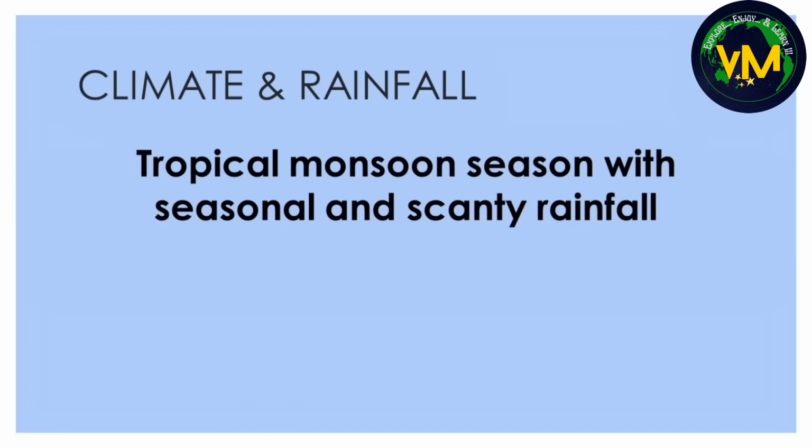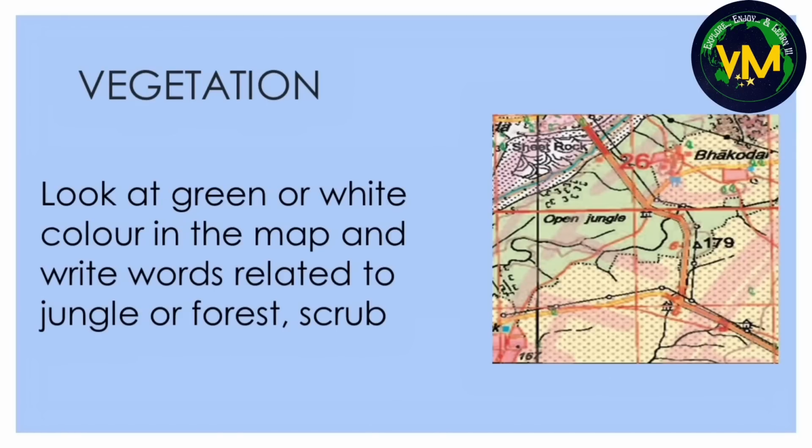Whenever the question is about climate or rainfall, the answer should be tropical monsoon season with seasonal and scanty rainfall. And vegetation, always look for green color or white color in the map and look for words related to jungle, forest or scrub and just pick out those words and write as the answer. So in this case, what is the vegetation in the given map? The answer is open jungle.